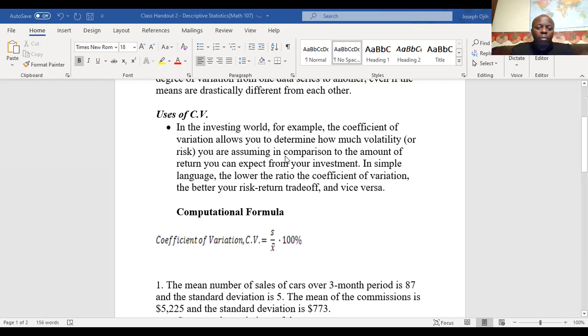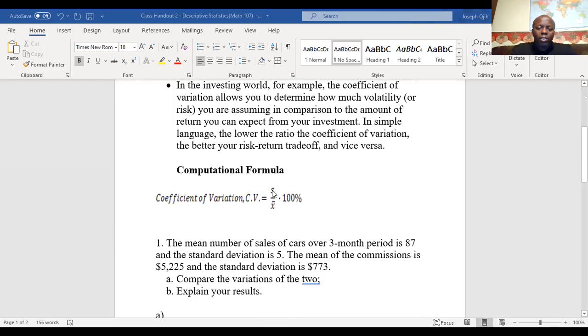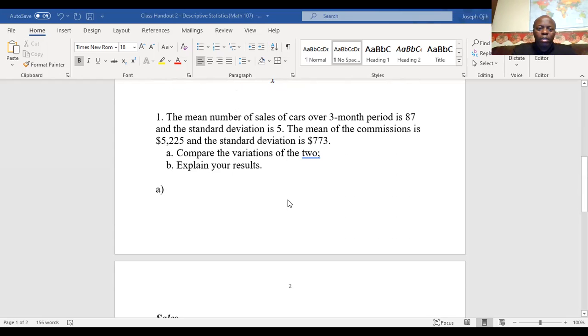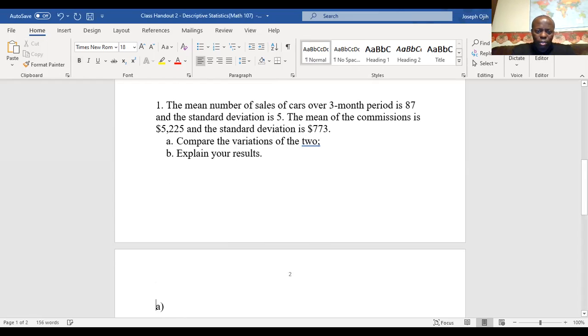Now, this is the computational formula right here. The coefficient of variation is S, the sample standard deviation, divided by the sample mean, times 100%. Let's see how this works. You can look at this question. It says the mean number of sales of cars over a 3 month period is 87, and the standard deviation is 5. The mean of the commission is $5,225, and the standard deviation is $773. Compare the variation of the two and explain our result.